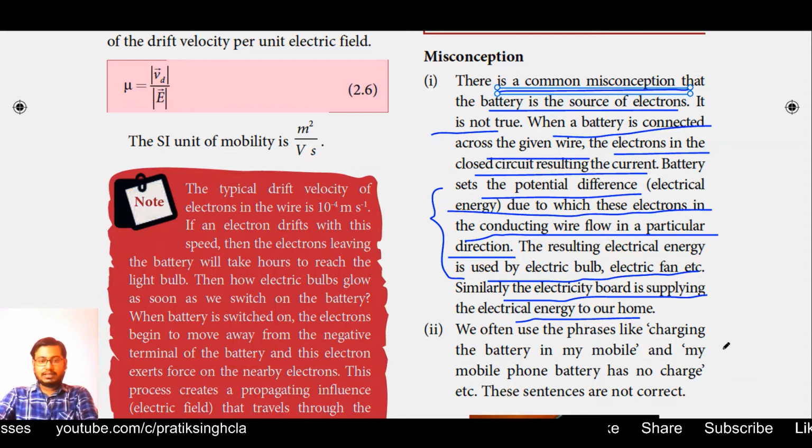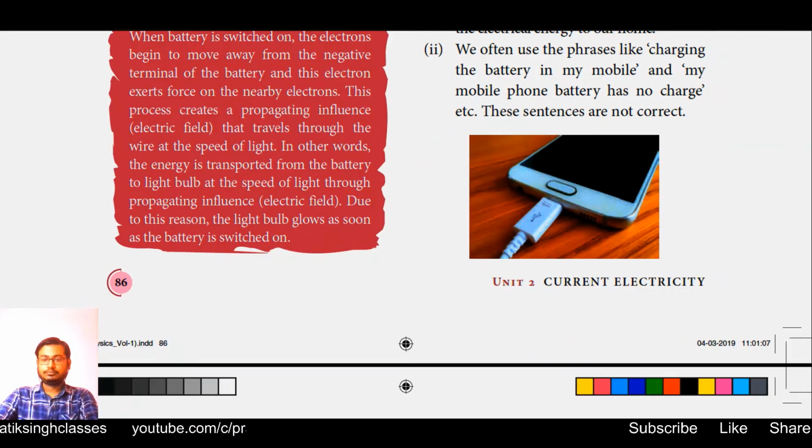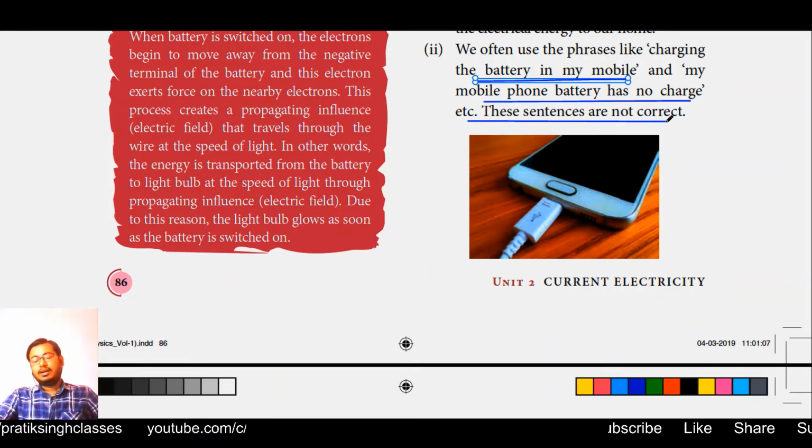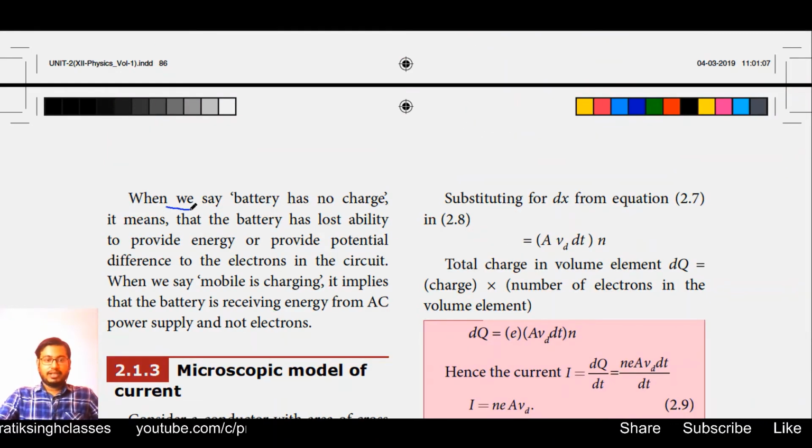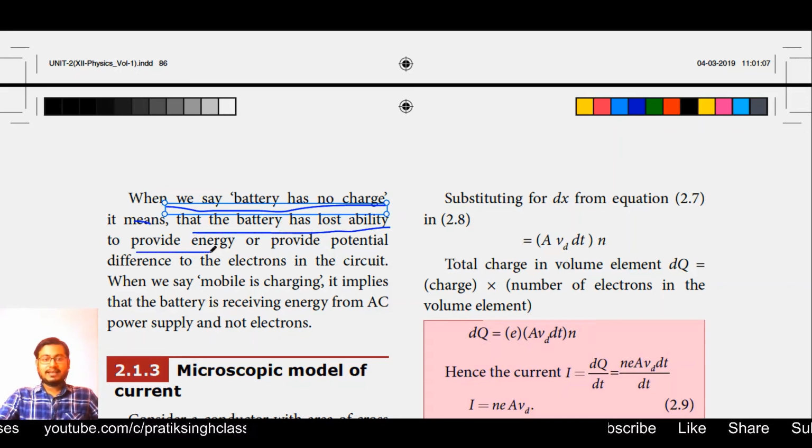Coming to the second point. We often use phrases like charging the battery of my mobile, or my mobile phone battery has no charge. Is this sentence correct? When we say I am charging my mobile phone, or my mobile phone is switched off because of no charge, let us see what the misconception is here. When we say the battery has no charge, it means that the battery has lost the ability to provide energy, or a potential difference, to the electrons in the circuit.